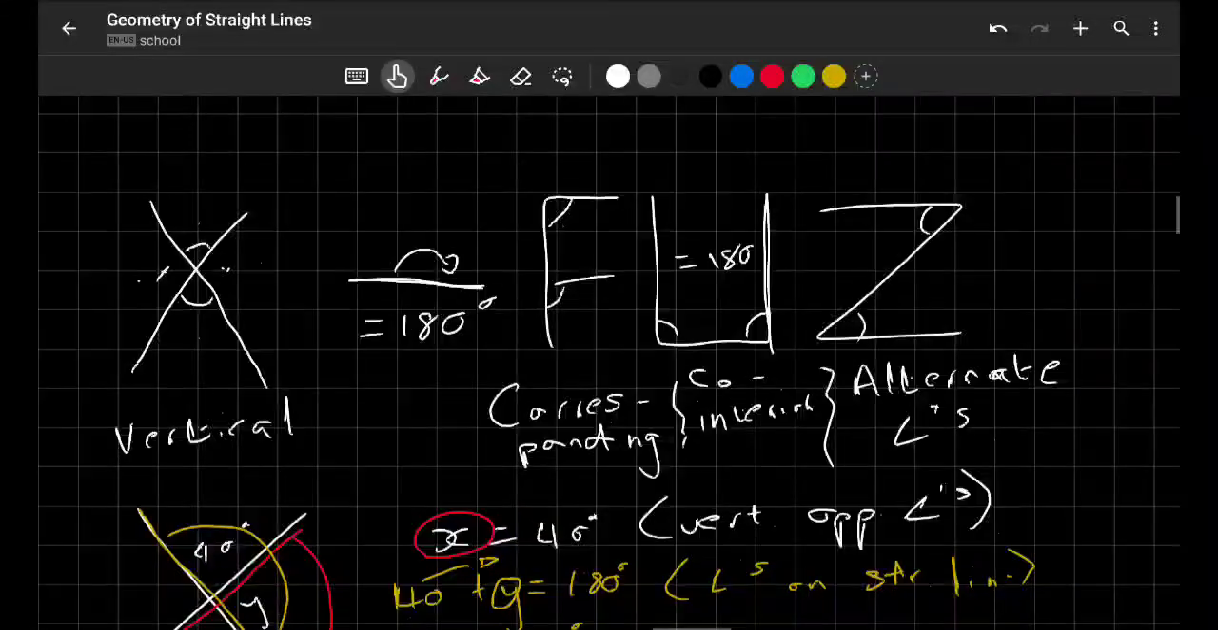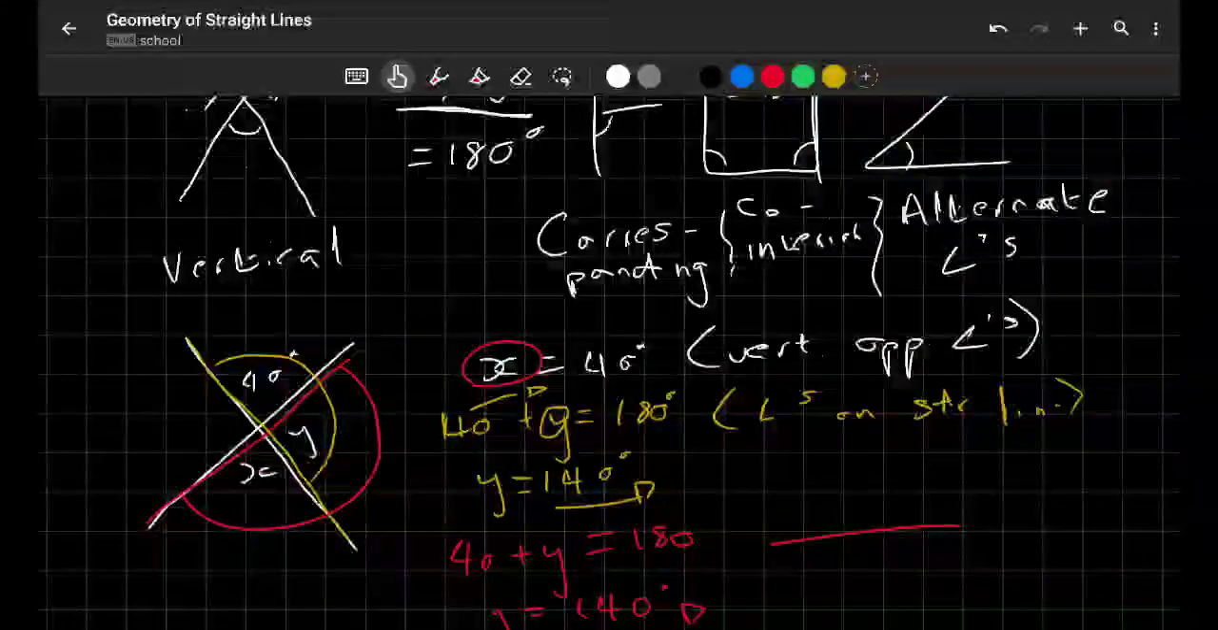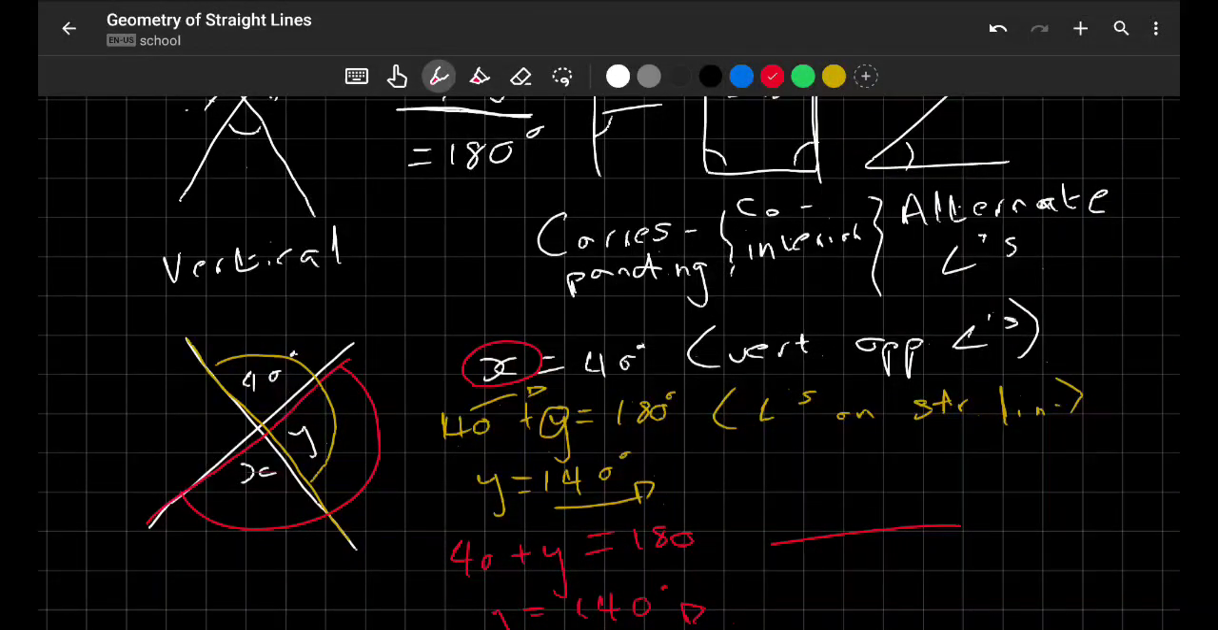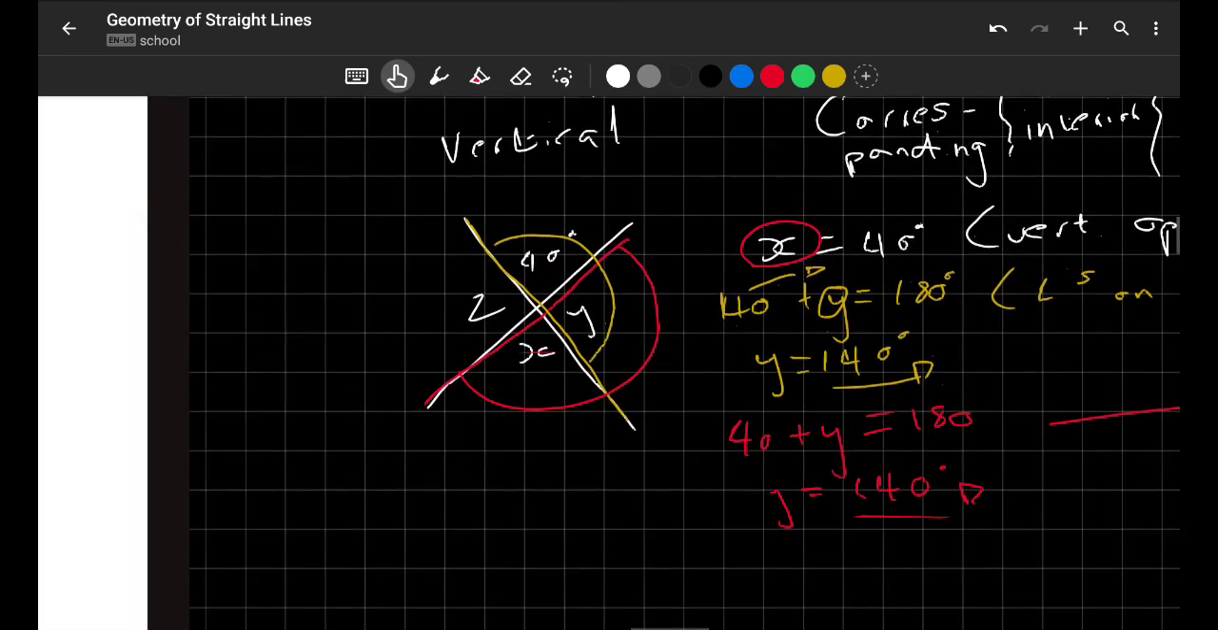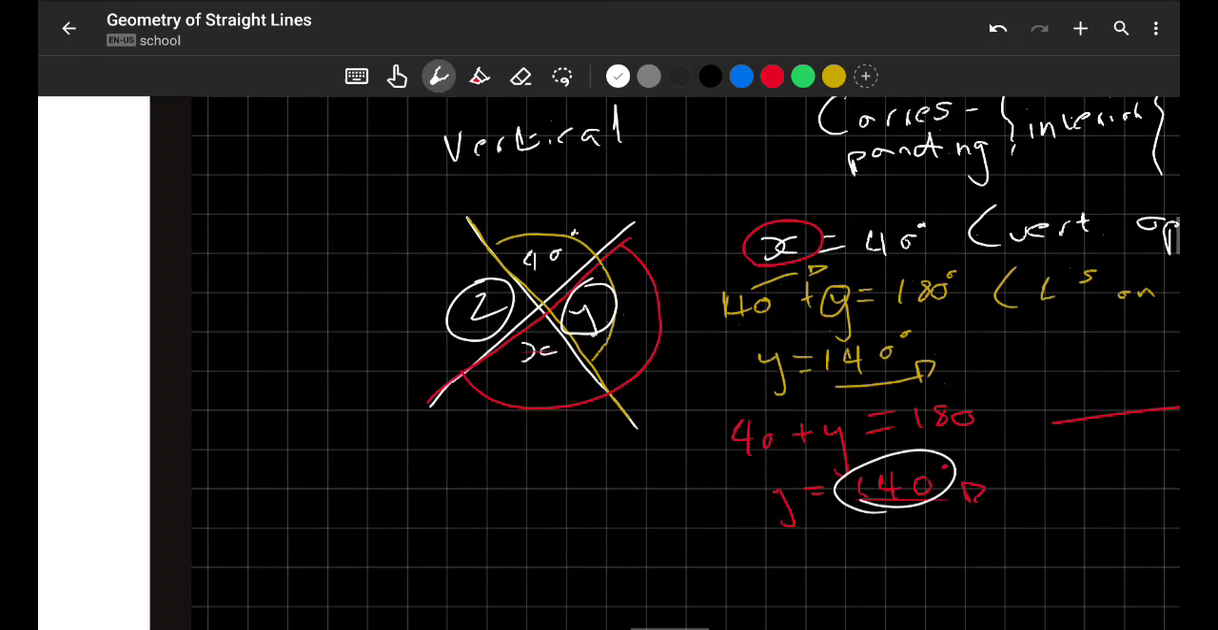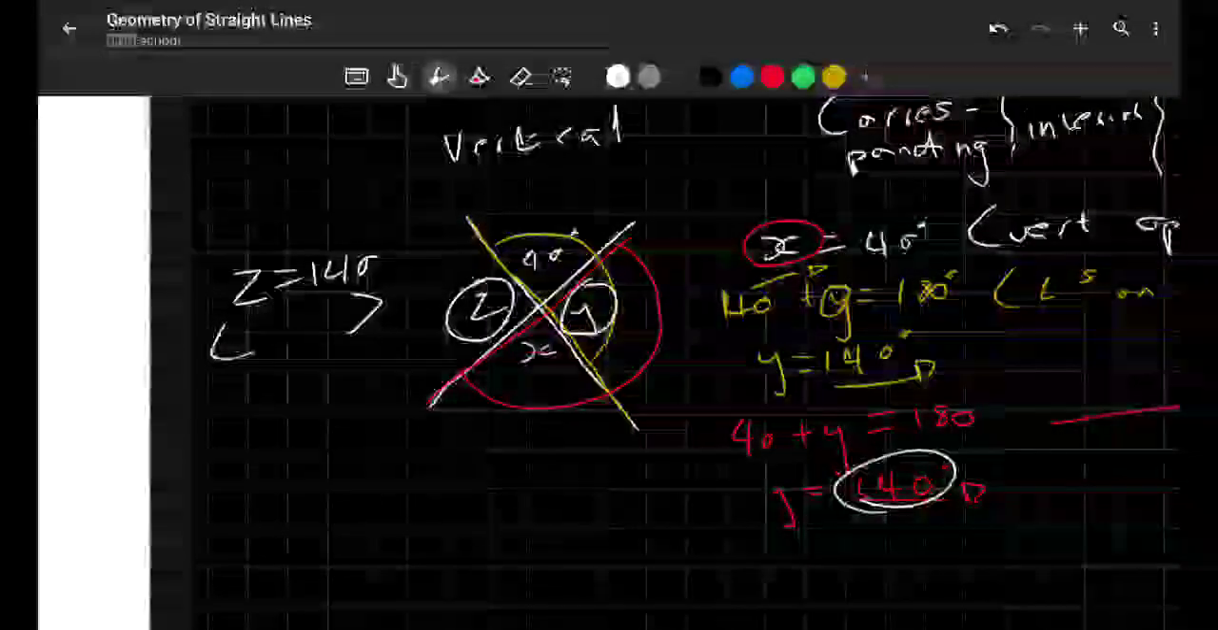Now, we looked at vertically opposite angles here, and we also looked at angles on a straight line. Just a quick one before we move on. I ask you, what is the value of Z there? Try to find the value of Z using vertically opposite angles, and try to find it using angles on a straight line. If you use vertically opposite angles, you know there's Y there, that's Z. Y, we know the answer for it, 140. So Z equals 140. Give your reasoning there.